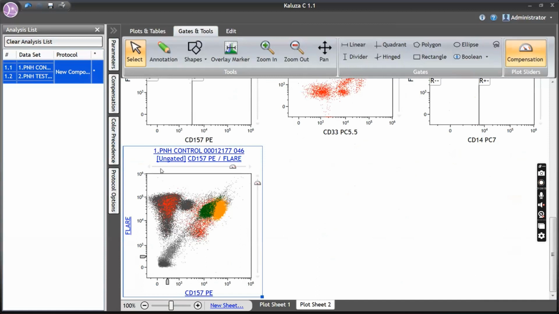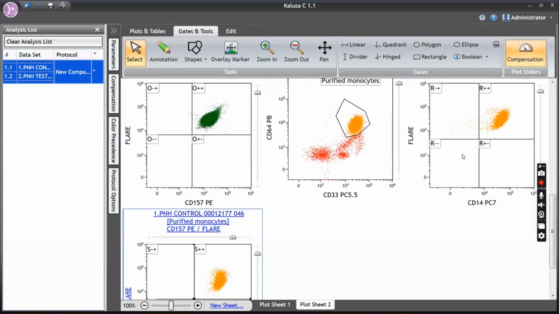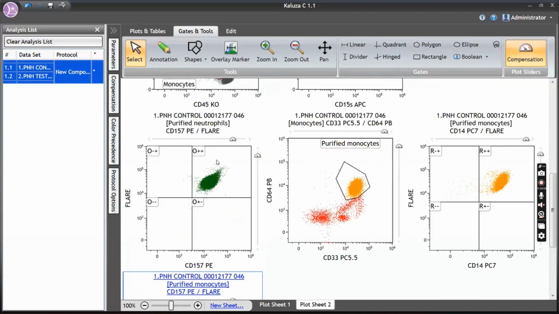Okay, done. So FLAER and CD157, now get the purified monocytes. See, beautiful. So this area is empty. So there is no PNH clone detected. Again, the area is empty, even in neutrophils it is empty.